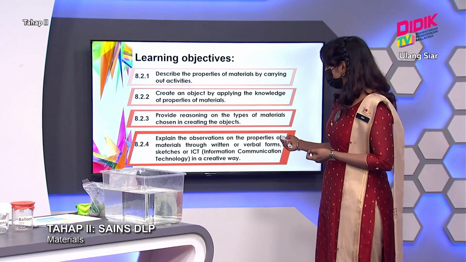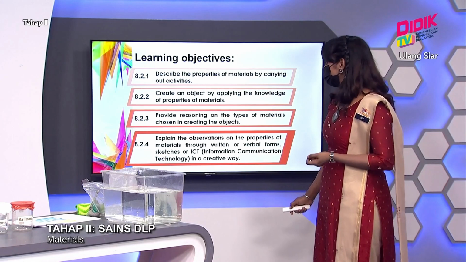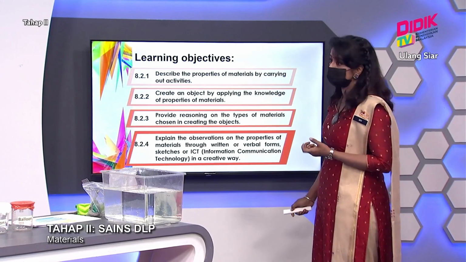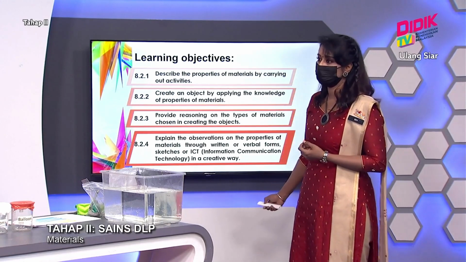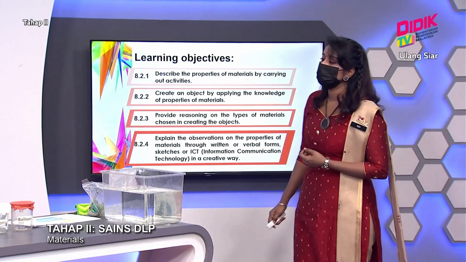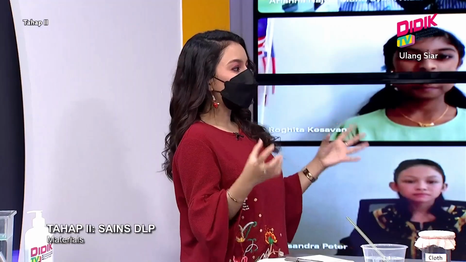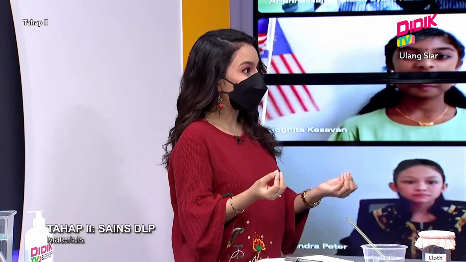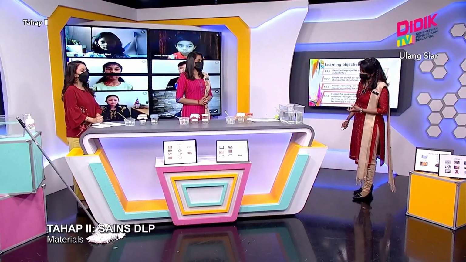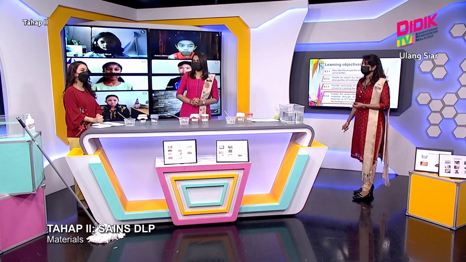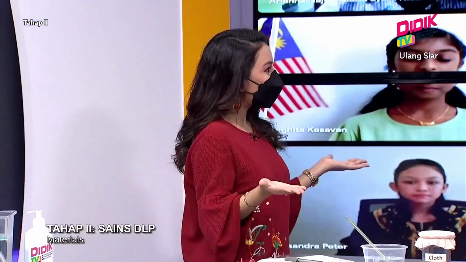8.2.4, explain the observation on the properties of material through written or verbal forms, sketches or ICT, information communication technology, in a creative way. That means towards the end, the pupils can explain the type of materials and why they are chosen for certain things. They will learn what the properties of material are.